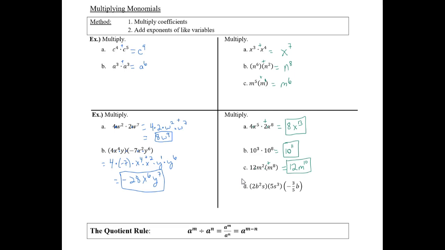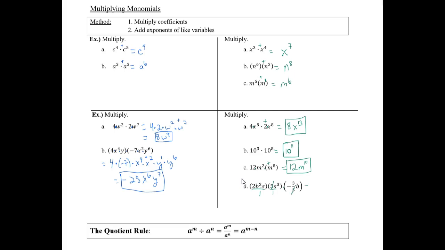Alright, the last one here I threw in a fraction, but I have faith in you that you could do it. Put all those whole numbers over 1. And again, this is all multiplication, no add and subtract. I have 2 times b squared times s times 5 times s cubed times negative 3/5 times b. All multiplication. I put those whole numbers over 1 to see if anything will divide out, and sure enough, 5 divided by 5 is 1.